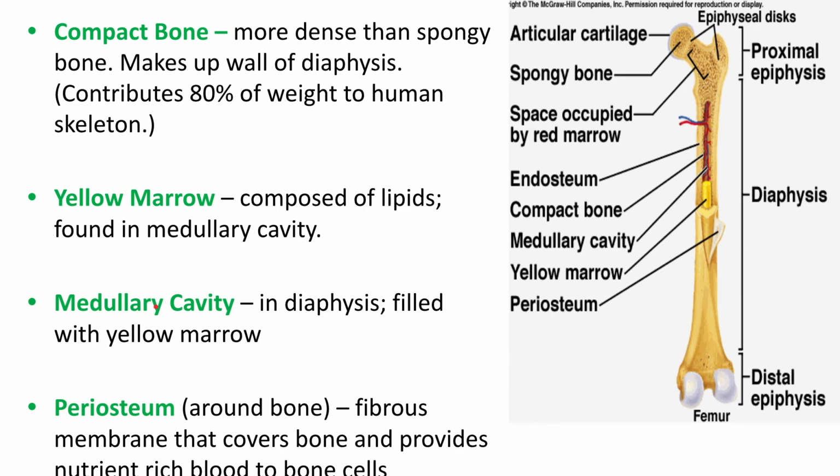And if we move on to the periosteum, which if you break down the Latin root words, stands for around the bone. This refers to the fibrous outer sheath that covers the bone and provides the nutrient-rich blood to those bone cells. And you can see that periosteum here.